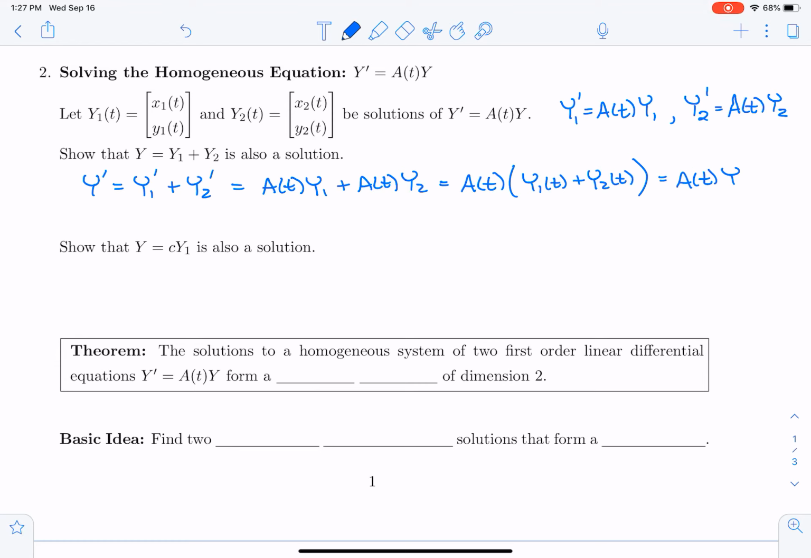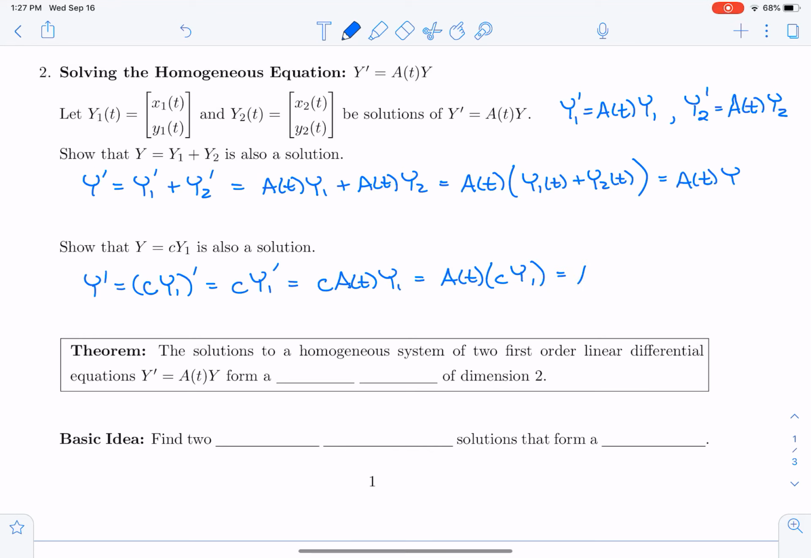Now, is a constant multiple also a solution? Well, Y prime in this case is going to be c Y1 prime. I can take the constant out of the derivative. And that's going to be c A of t times Y1, which is A of t times c Y1.